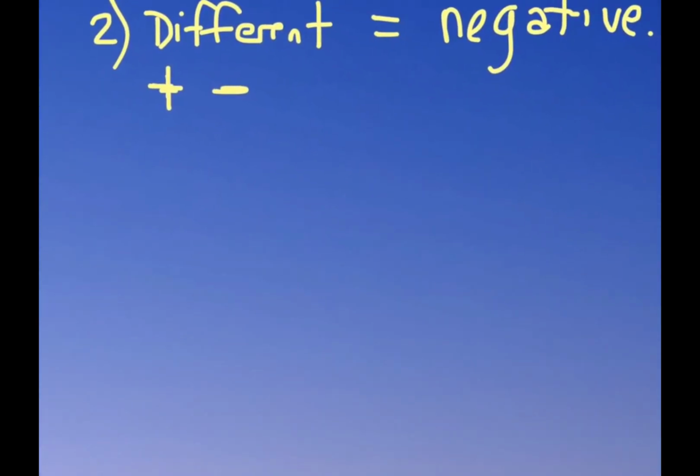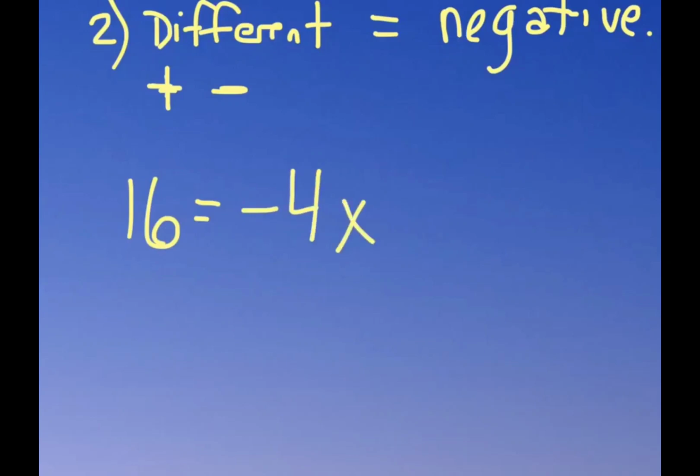How about 16 equals negative 4x. This time we've got our variable on the right side of the equation, which is totally fine. So this is a negative 4 being multiplied by an x. The opposite of multiplying is division. So I'm going to go ahead and divide this by negative 4 to get rid of that negative 4. And then I'll do the same thing to this side.